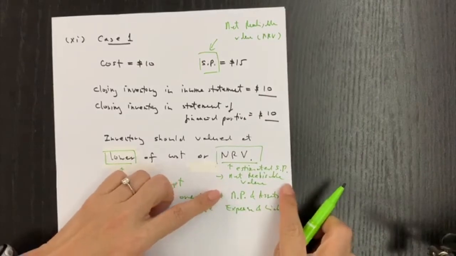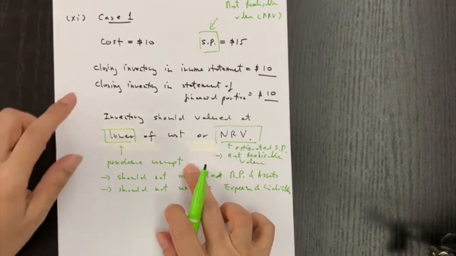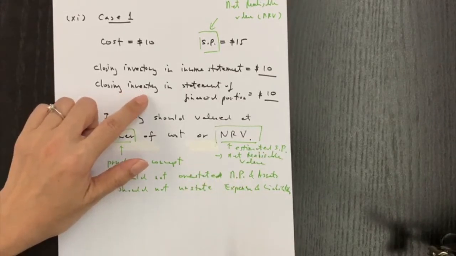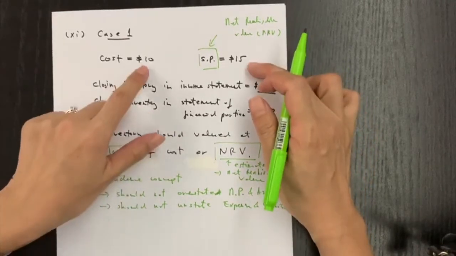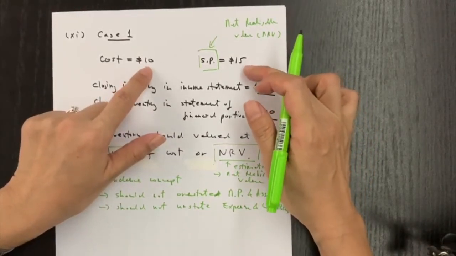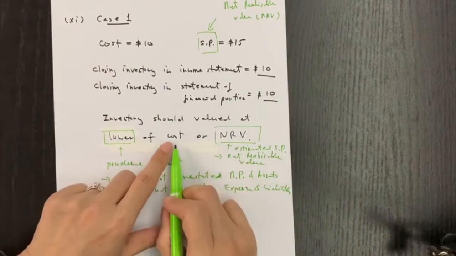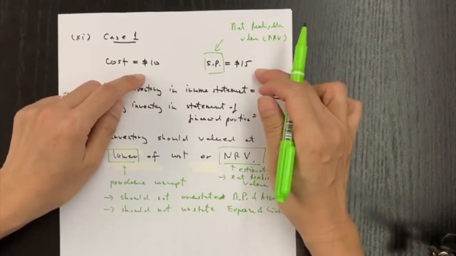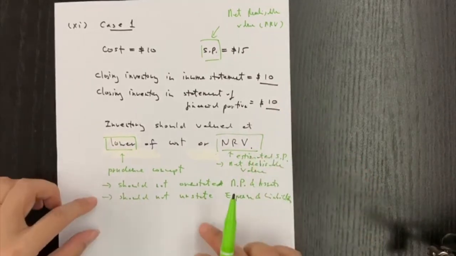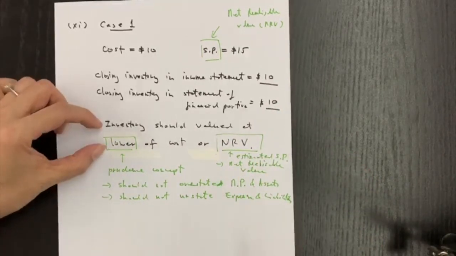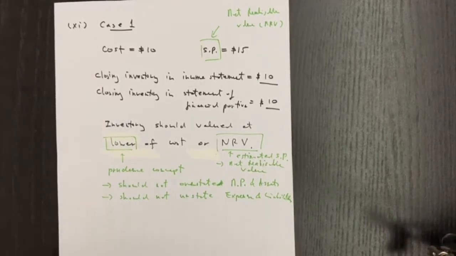Okay, the estimated selling price, which is 15. Because of the prudence concept, since we have closing inventory not yet sold to the customer, we should not record the gain, which is $5, because we haven't sold it. So we should choose the lower one, either 10 or 15. Which one is lower? 10 is lower, so we put 10 here because of the prudence concept. Therefore, we have this to record the value of inventory. So this is situation 1.